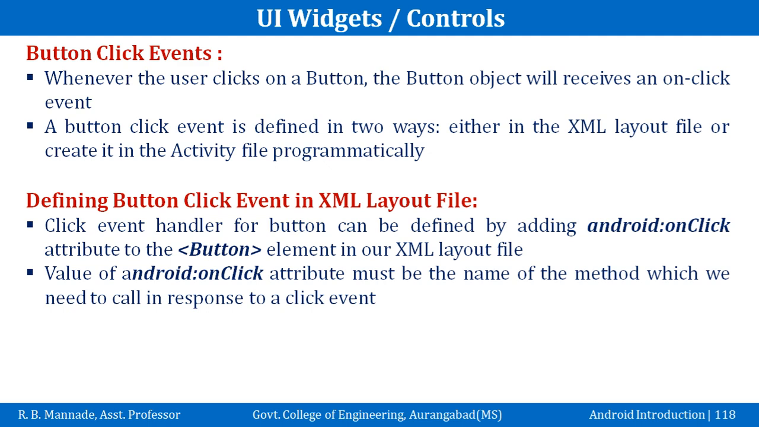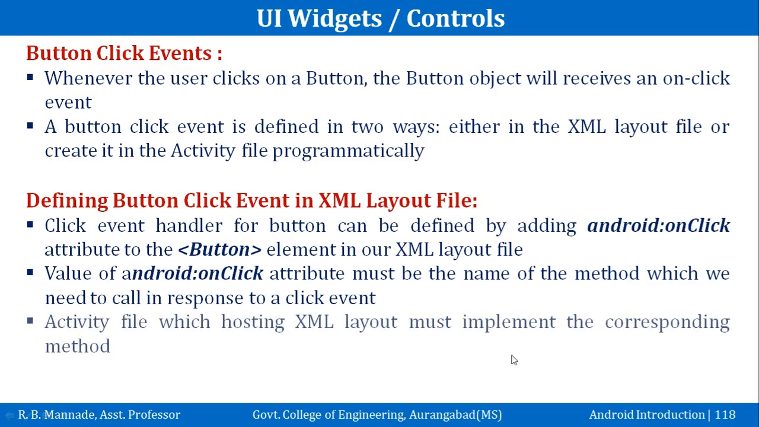It means when a user clicks on the button, whatever method name we have given as the value of this attribute, that method should be called, and it's the developer's responsibility to implement that method in the activity file which hosts that particular layout. Then and only then will our button click event work properly. But if we developers have made some mistake, even a single mismatch in the spelling or uppercase or lowercase, then your click event will not work.